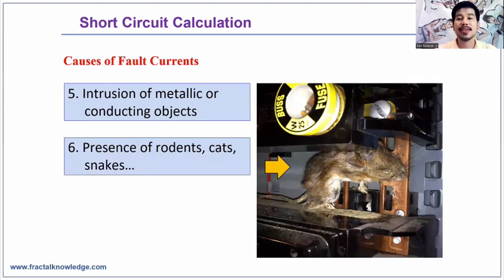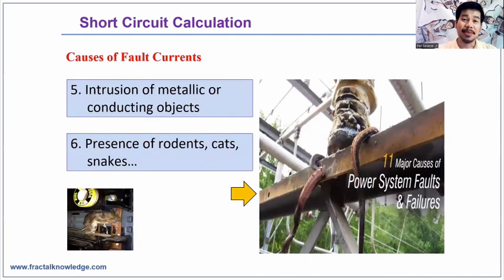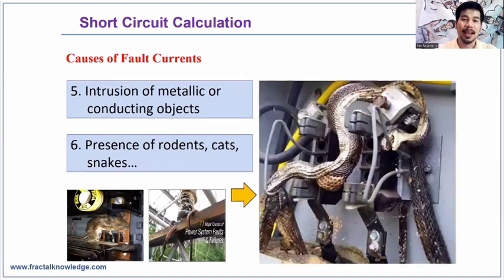The sixth and the last cause is a little odd, but this scenario happened. The presence of rodents or cats. And sometimes snakes. This scenario is totally not a good one. This happens in areas where panels are not commonly visited and panel holes are not properly sealed. With that, those unwanted animals get in and cause problems. This area should be included in your electrical inspection. Please remember those common causes of fault.